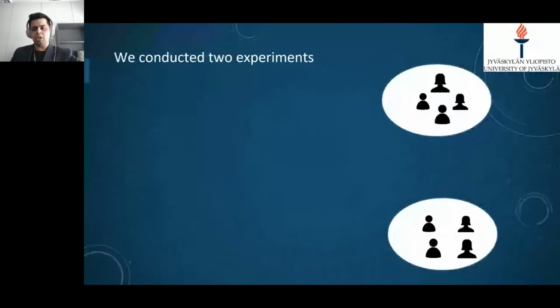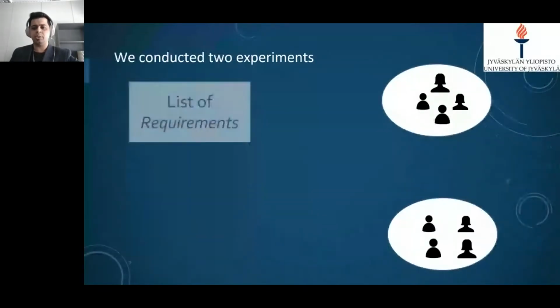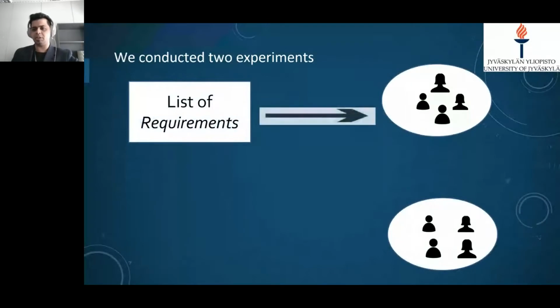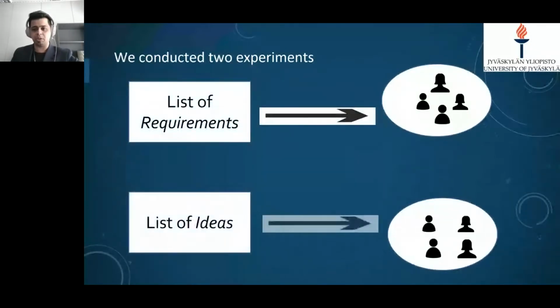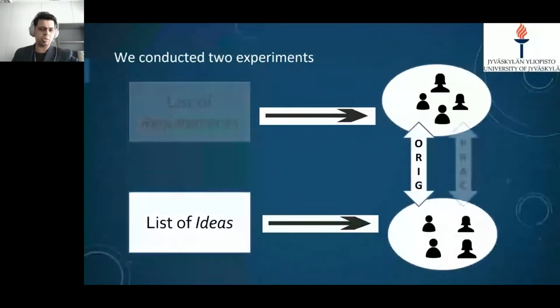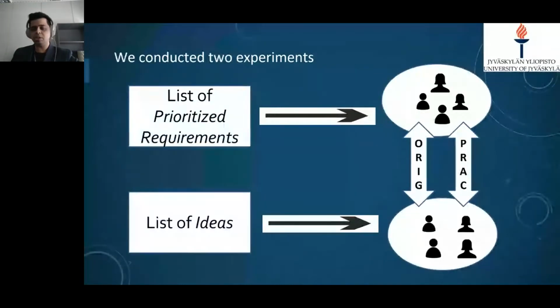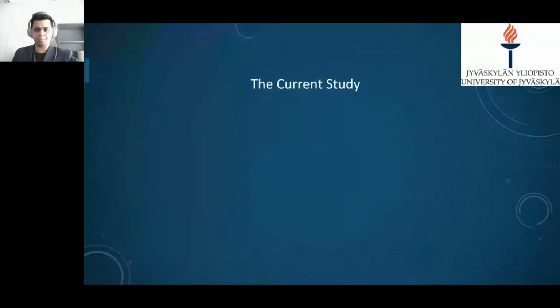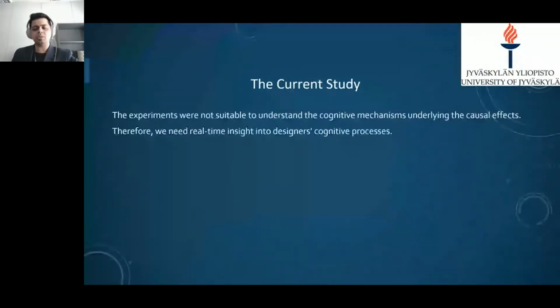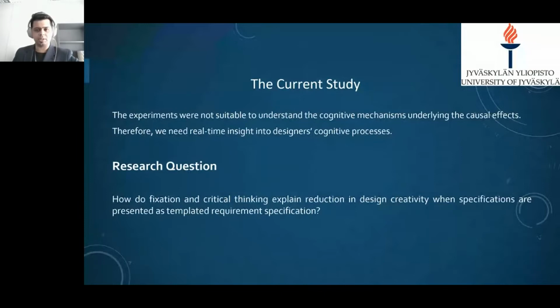requirements. To test this hypothesis, we conducted two experiments where we compared a list of specifications framed differently: first as a list of formal requirements and then as uncertain ideas. For the second experiment, we had the same list framed as a list of prioritized requirements. We measured creativity in terms of originality and practicality. The results of both experiments showed that the designers fixated on specifications, which reduced their creative performance. However, the experiments were only suitable to establish causal effects, but not to understand the cognitive mechanisms. Here, we needed a real-time insight into software designers' cognitive process.